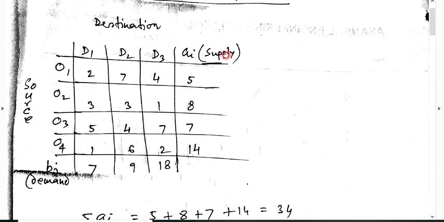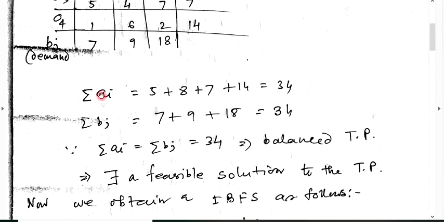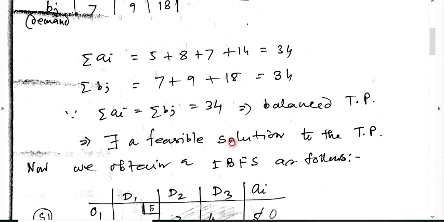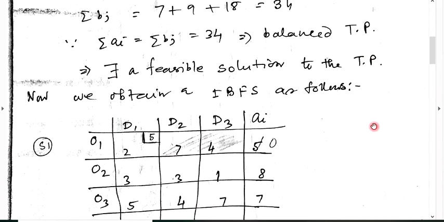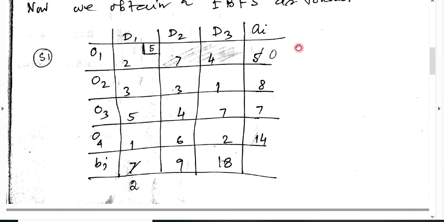This is ai, the supply values, and this is bj, the demand values. These values are called supply and these values are called demand, and this is my cost matrix. First we have to check whether the summation of supply values and the summation of demand values are equal or not. Here these two values are equal, therefore this is called a balanced transportation problem, and then there exists a feasible solution to the transportation problem. Now you obtain an initial basic feasible solution as follows.